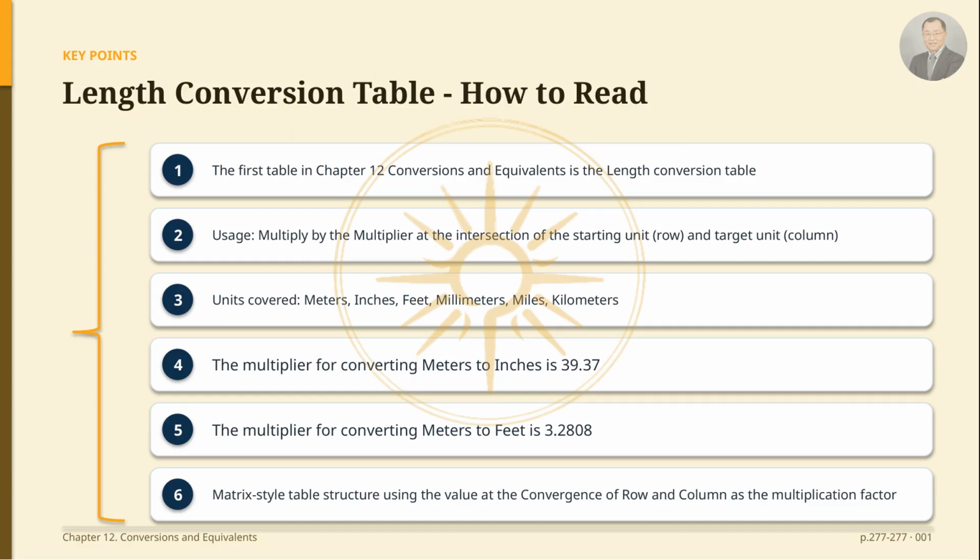This is the length conversion table from the first part of Chapter 12, Conversions and Equivalents, of the Control Valve Handbook. This table is a matrix-style conversion chart designed to convert various length units such as meters, inches, and feet. For example, to convert meters to inches, multiply by 39.37, and to convert to feet, multiply by 3.2808. Other units are converted in the same way.